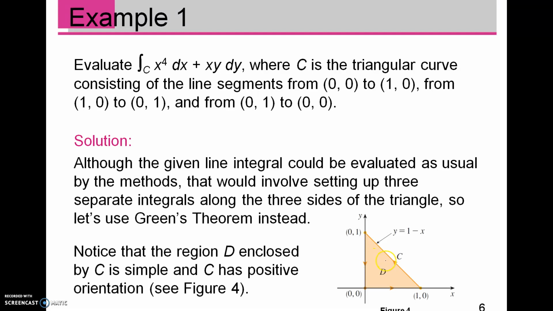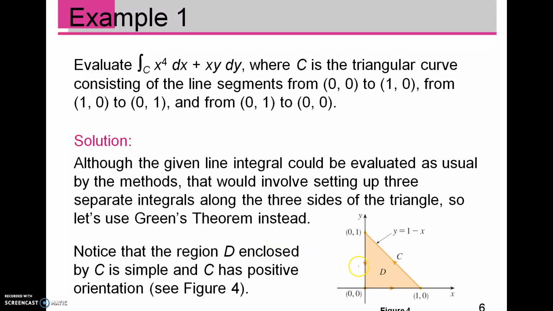Again, we can apply Green's theorem because this is a piecewise smooth closed curve, and also because we have a counterclockwise orientation, in which D is the area inside of C and C itself. So I'm just going to read this for you. Although the given line integral could be evaluated by the usual methods, that would involve setting up three separate integrals along the three sides of the triangle. So let's use Green's theorem instead.